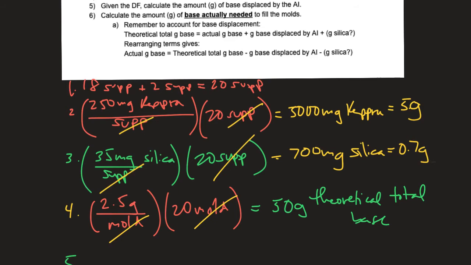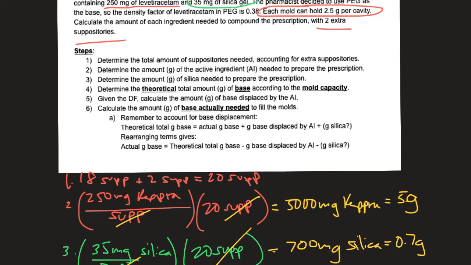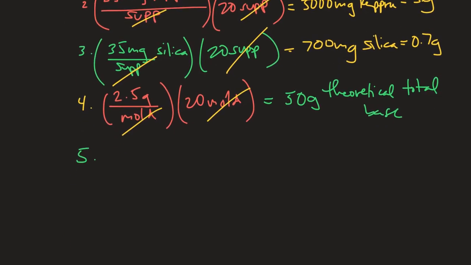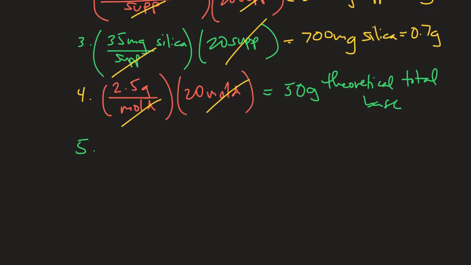Step 5, given the density factor, we're going to calculate the total amount of base displaced by the AI. So you know the density factor of Keppra and PEG is 0.38. Pictorially, you have your mold, your PEG is your base in blue. Each mold holds about 2.5 grams. Let's say you're going to add that medication, so Keppra. Here's your beaker of Keppra. Once you add it, it's going to displace this much out of the cavity once the Keppra fills this. So how much is this? Well, it depends on the weight and density of Keppra.